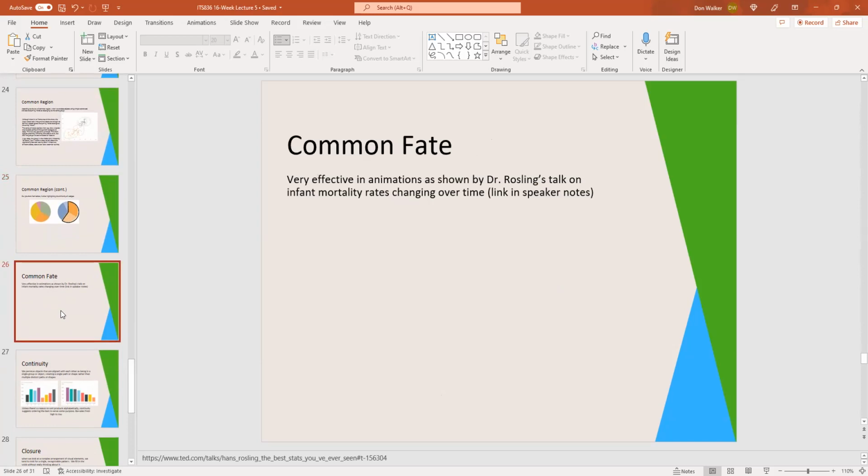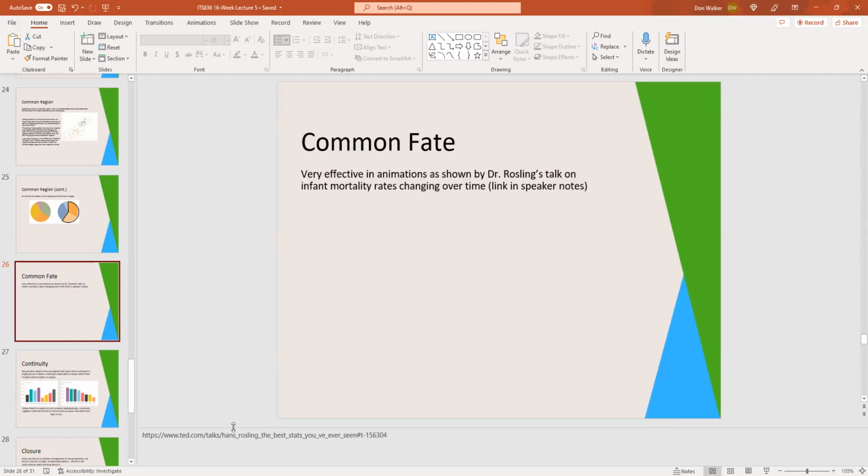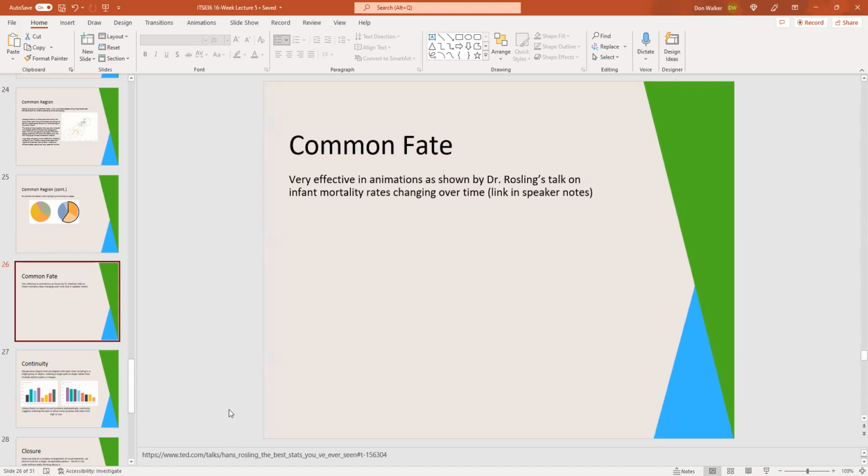Common fate is effective in animated motion. If you Google Hans Rosling, he does a talk on infant mortality over time. Hans Rosling. I'll try to remember to put that in the classroom.